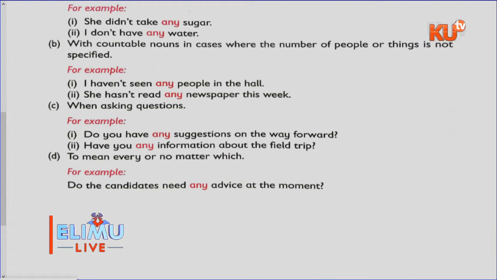Another example is given there. Have you any information about the field trip? That question can also be asked as, do you have any information? But you can twist it to ask it, have you any information about the field trip? To mean every or no matter which.